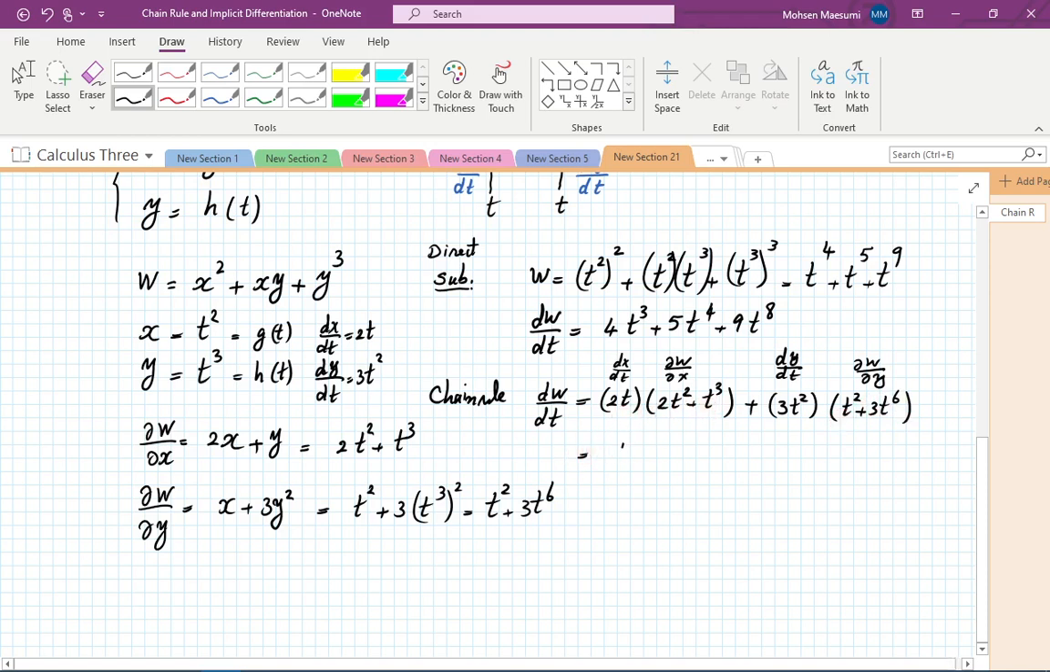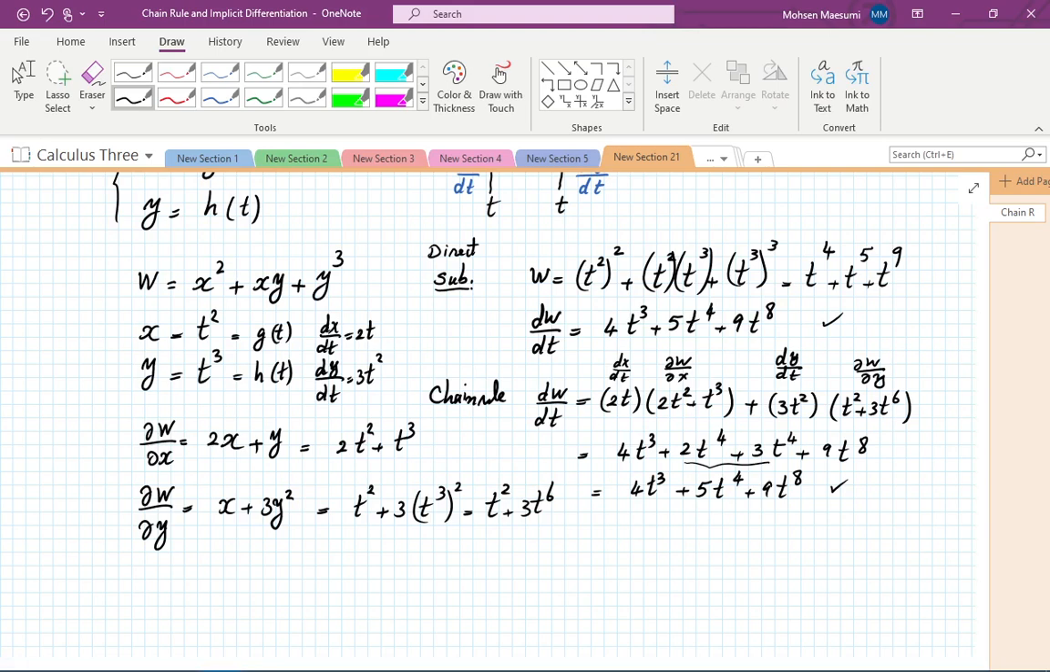So just multiply it out. So it's 4t cubed plus 2t^4, and then another 3t^4 plus 9t^8. So of course when we clean them up, 4t cubed, these two combine, 5t^4, 9t^8, which you notice these are the same thing. So that's the idea of the chain rule in a multivariable case. Let's see, where does it come from?